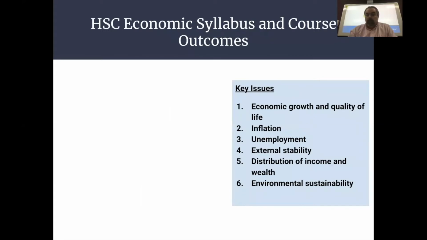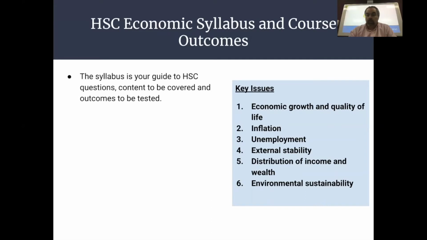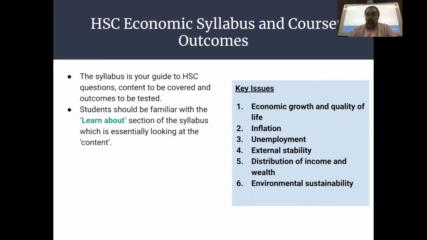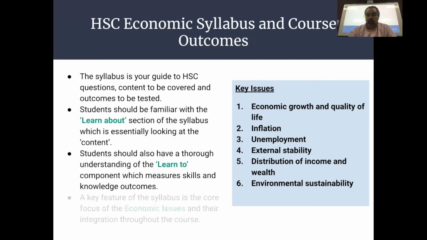We can see there, they are the 6 key issues. And the reason why I'm singling those out is that they seem to be integrated throughout the course. So I know you do it separately as a separate topic, and you're probably doing that topic at the moment. But those key issues of economic growth, inflation, unemployment, external stability, distribution of income and wealth, and environmental sustainability seem to be a key focus throughout the HSC course, and specifically looking at those units, when you're studying those.